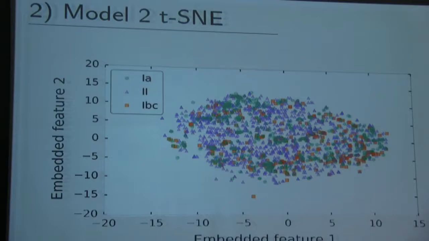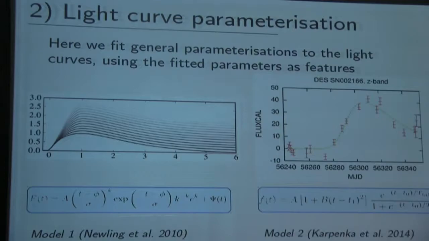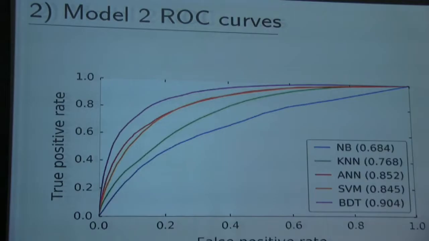I found the same with model 2, and we get much worse fits for model 2. So this model that's used a lot in supernova cosmology, or supernova work in general, doesn't seem to be very good at distinguishing between classes.